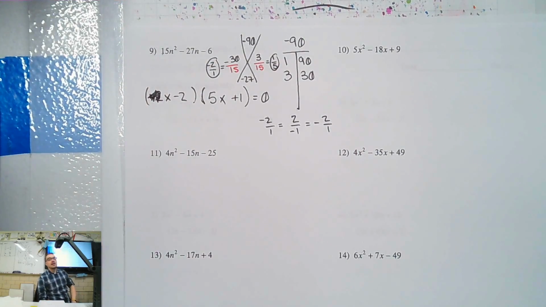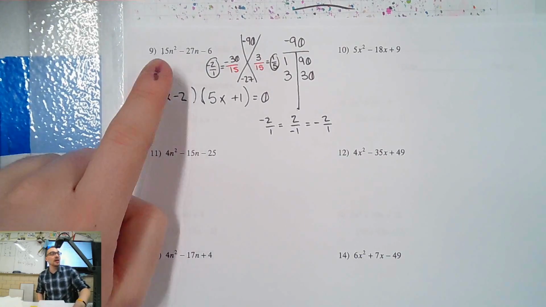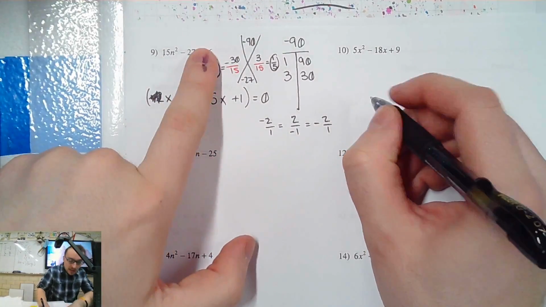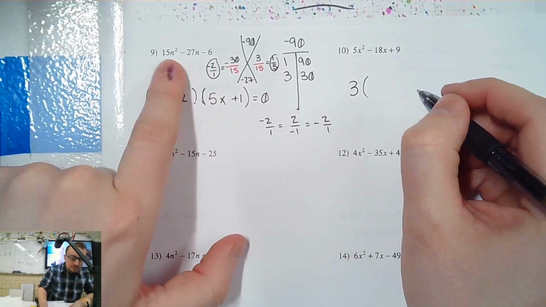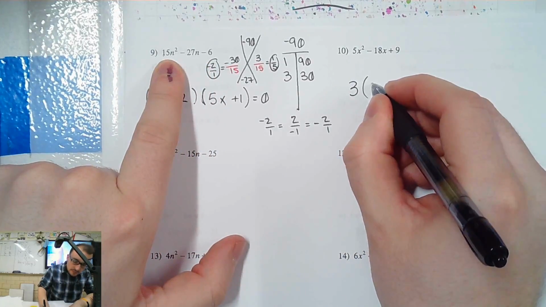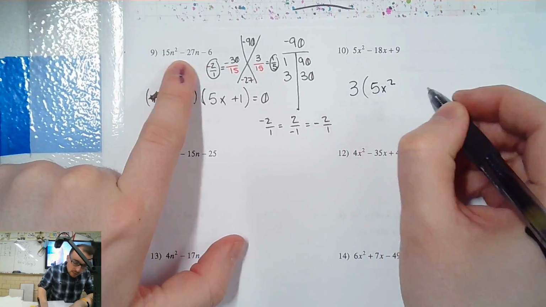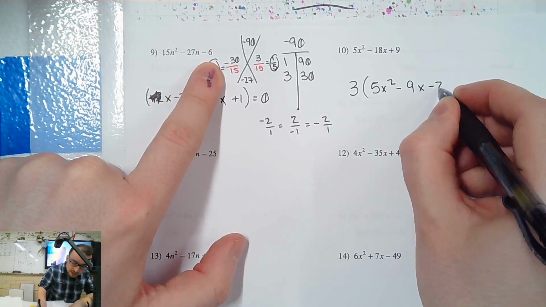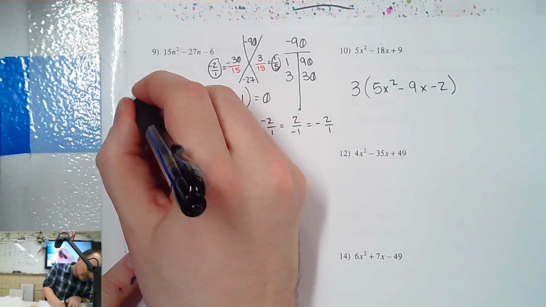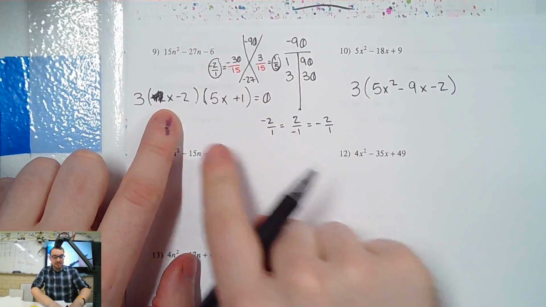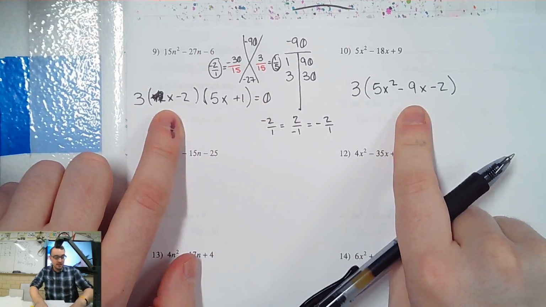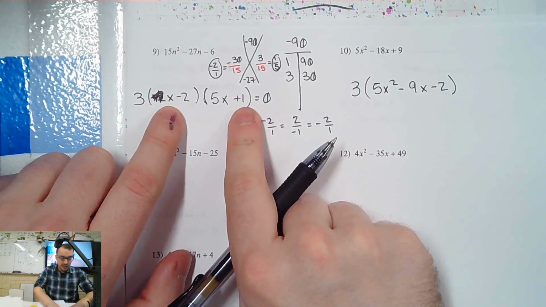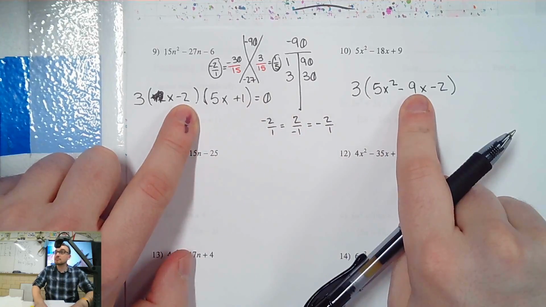Oh, you can pull out a 3. You can pull out a 3. So you have to pull out first. So I'm going to rewrite that. Pull out 3. What does this become? 5x squared. What does this become? Minus 9x. What does this become? Okay, so the real question is, does this get me that? X times 5x. Yeah. 1x minus 10x.